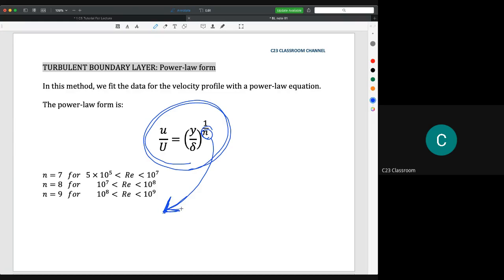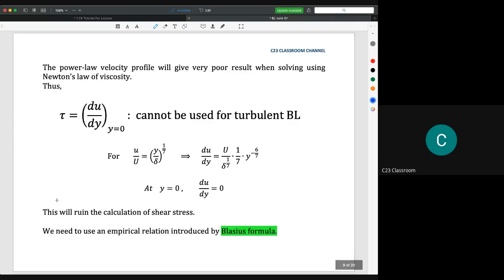For example, n equal to 7 is usually used if the Reynolds number is around 5 times 10 to the power of 5 to 10 to the power of 7. Between 10 to the power of 7 and 10 to the power of 8, we have n equal to 8, and between 10 to the power of 8 and 10 to the power of 9, we have n equal to 9. So it depends on the situation.